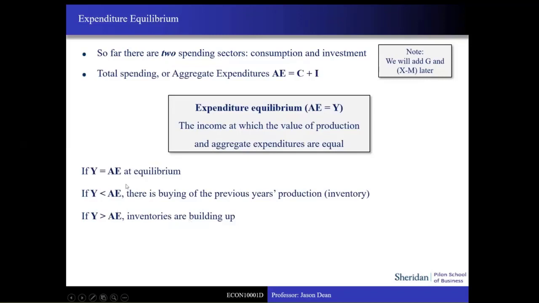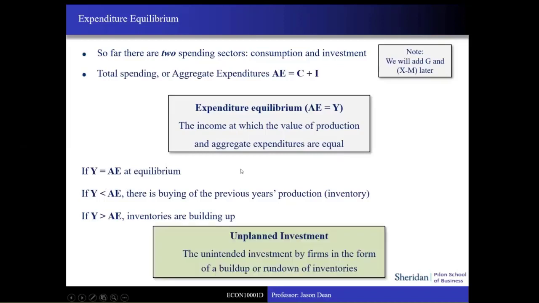So we would have a tendency to go towards where we have Y equal AE, and this is where the production or income in the economy is equal to aggregate expenditures. If you just think about it, firms in the economy aren't going to want to produce more than what people want, and they don't want to produce less. They want to produce where it's the same, so there'd be a tendency to go towards this equilibrium.